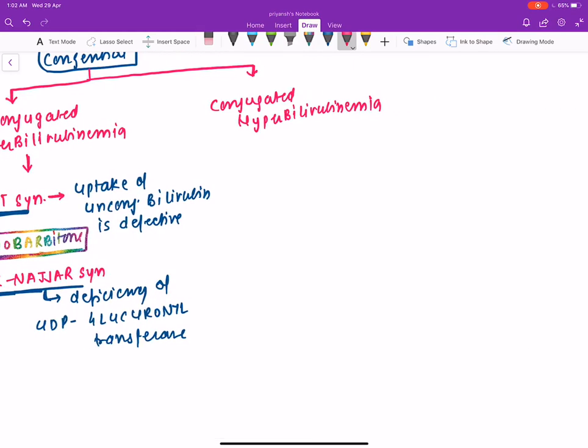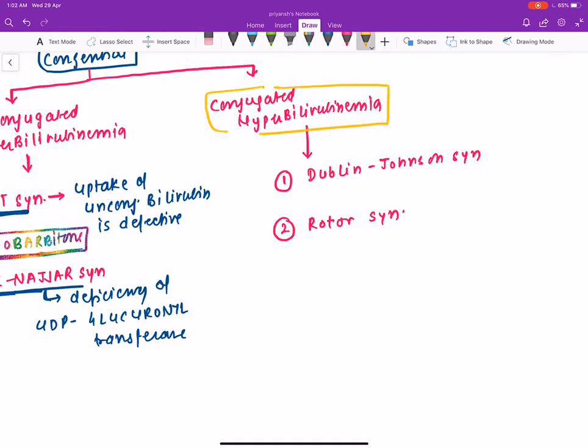Now coming to the conjugated hyperbilirubinemia. Again, there are two conditions that are associated with conjugated hyperbilirubinemia. The first is called Dubin-Johnson syndrome, and the second one is called Rotor syndrome. So what is Dubin-Johnson syndrome and what is Rotor syndrome? In both conditions there is increased amount of conjugated bilirubin in the blood.